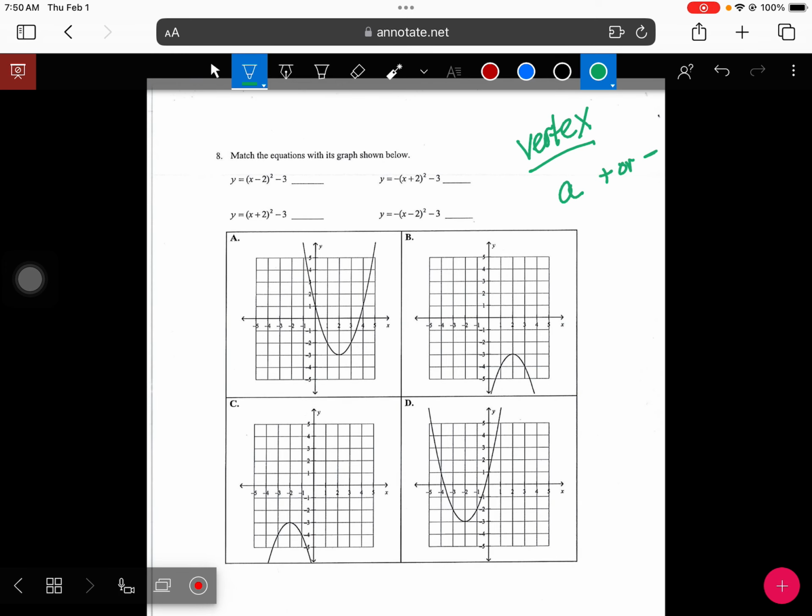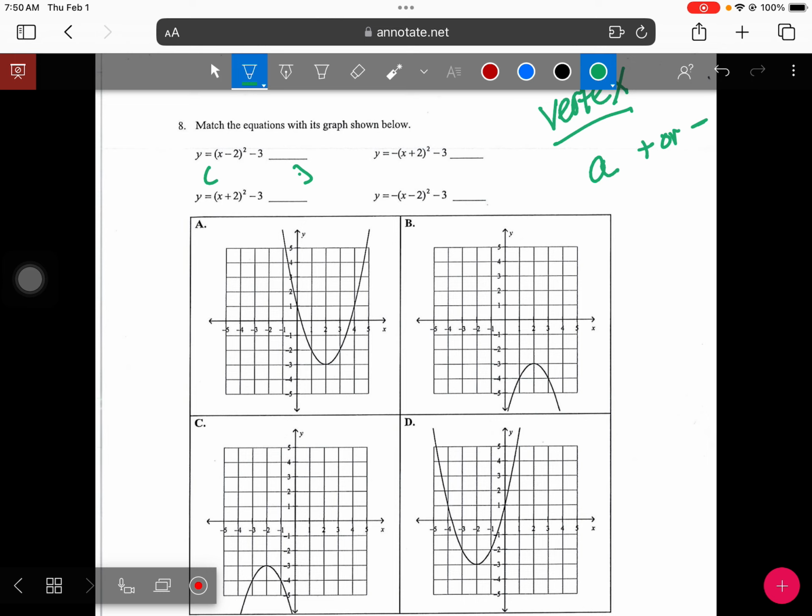So find the vertex and then also look at the A value. Is it positive or is it negative? So what is my vertex here for this first equation? What is my vertex for that first equation? 2, negative 3. And my A value is... A is a positive 1. Okay, so let's just do this first. What's my vertex for this one to its right?